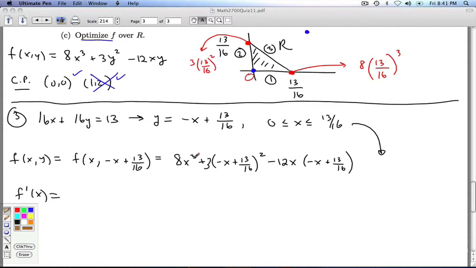What do I get for the derivative here? 24x squared plus 6 times this quantity to the first power times the derivative of that gives me a negative 1, minus, I guess I could do product rule if I really wanted to. Yeah, why not?